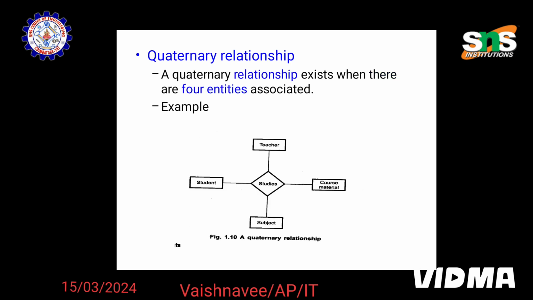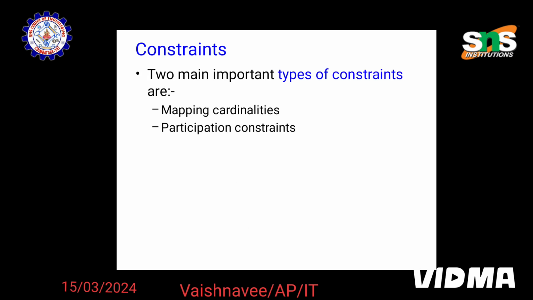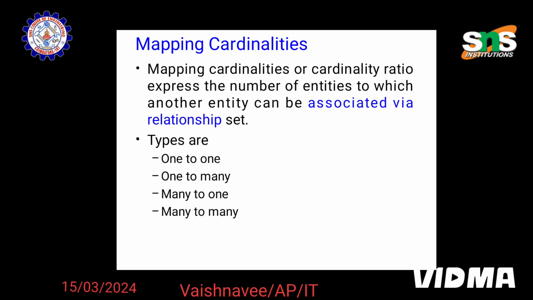A quaternary relationship exists when four entities are associated. For example, teacher studies subject, teacher studies course material, student studies course material. All four together are related. There are also constraints. The two main important types of constraints are mapping cardinalities and participation constraints. Mapping cardinalities, or cardinality ratio, express the number of entities to which another entity can be associated via a relationship set. There are one-to-one, one-to-many, many-to-one, and many-to-many.